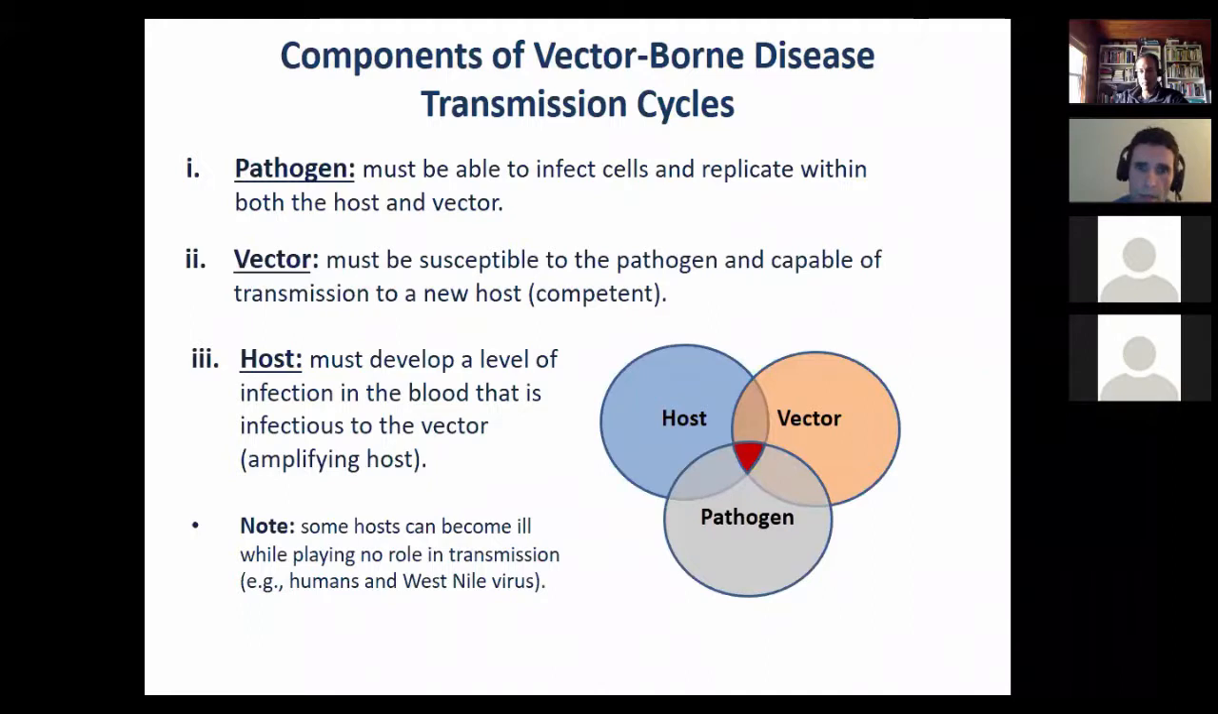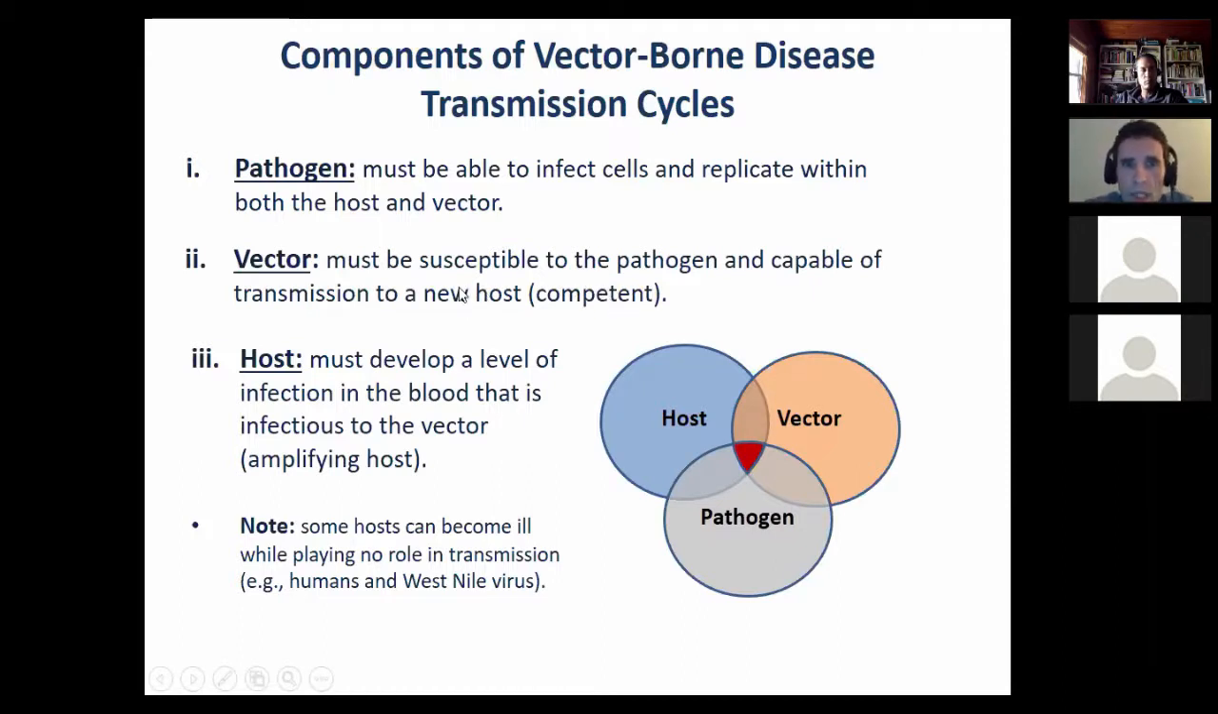And these organisms have very different immune systems, but yes, mosquitoes do have immune systems. They're not quite as complex as our immune system or a bird's immune system, but the virus has to be able to get through both types of organisms. And then the vector must be susceptible to the pathogen, but then also capable of transmission to a new host. This is what we call competent. And not all mosquitoes are competent for a virus. So we do see lots of variation.